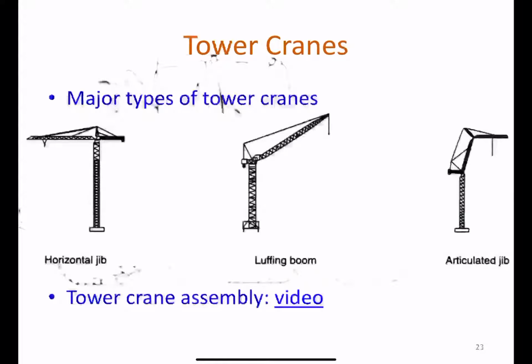And then for the major types of tower crane that I listed earlier, you can see the first one, horizontal jib. Basically the boom is horizontal, and then luffing boom, and of course the next one is the articulated jib. Normally they are used for high-rise buildings, etc. Using luffing boom or articulated jib may improve the loading, the radius, etc. But of course it compromises the control of the tower cranes.